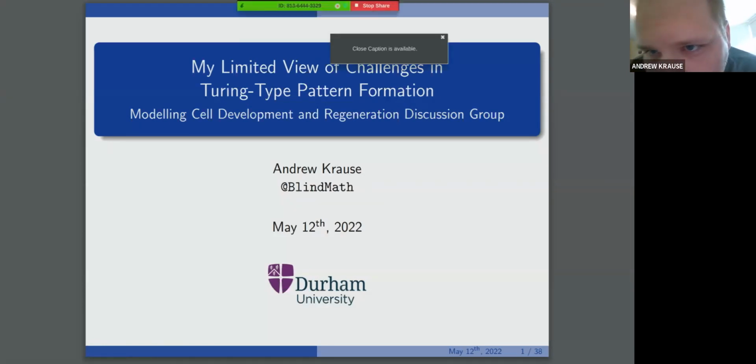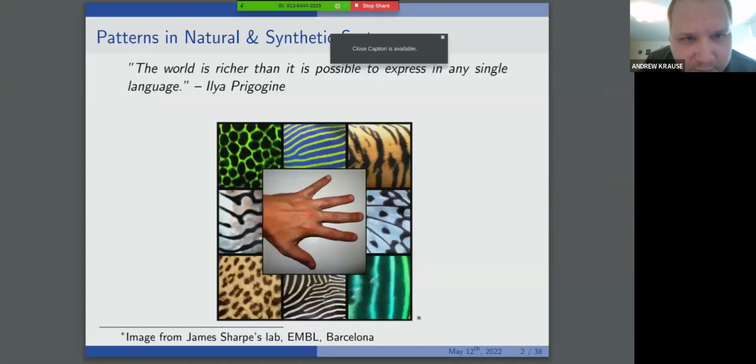I'm happy if people interrupt me as we go through this. This, I hope, is fairly informal, and I hope somewhat useful. So the topic, as Maria said, is pattern formation and understanding things like digits and zebrafish skin and all of these wonderful examples of patterns.